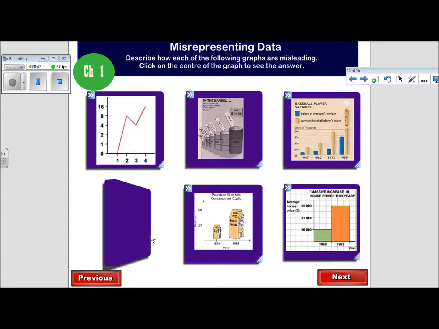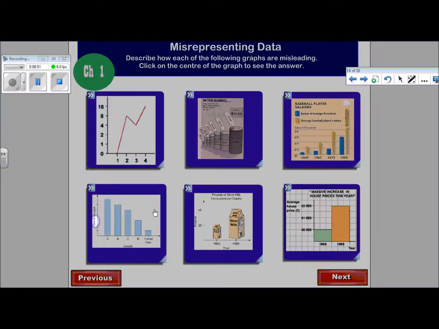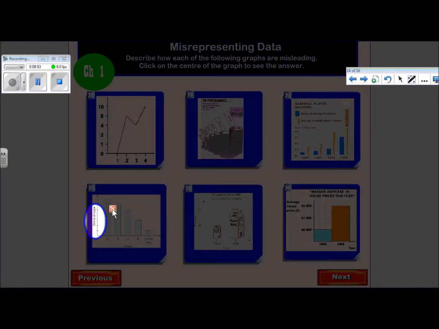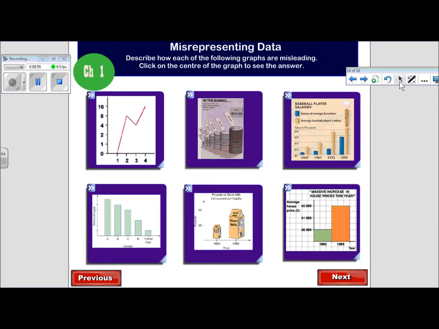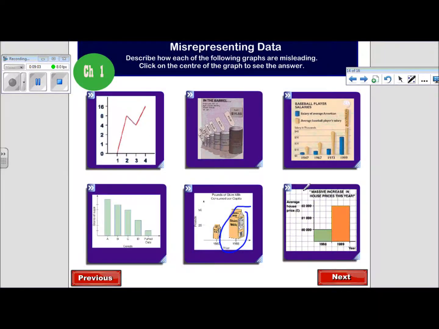There's no scale on the vertical axis here, so we don't know what numbers are over here. On the pounds of skim milk consumed per capita, again, this is a different size than this one here, and that really skews the data. And then a massive increase in house prices again this year. This is $2,000, but when you look at it, it looks like it's almost tripled, this difference here.